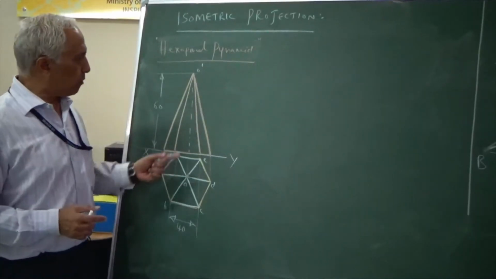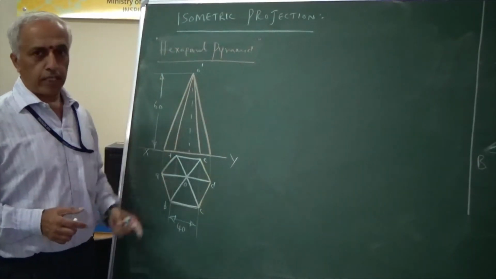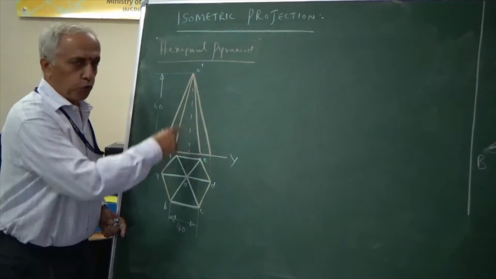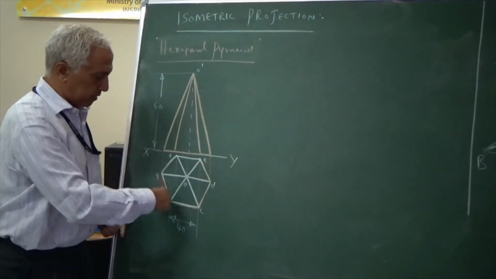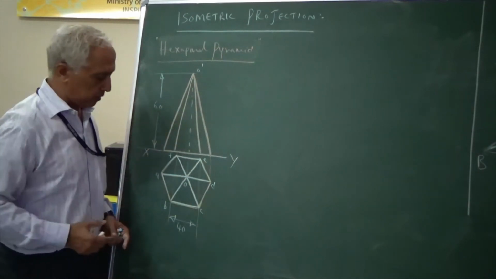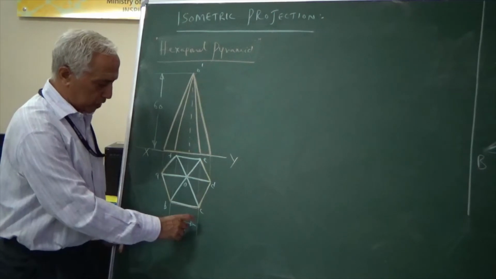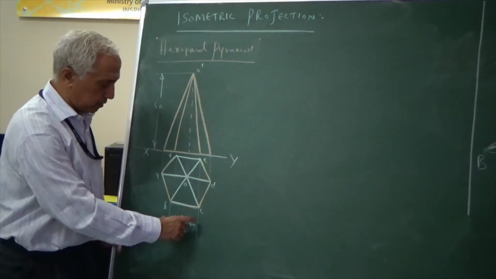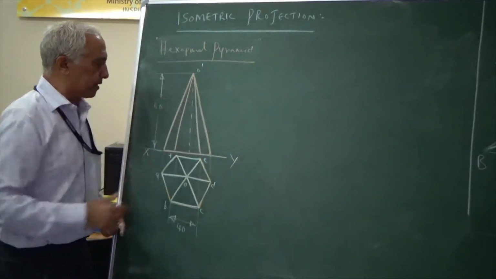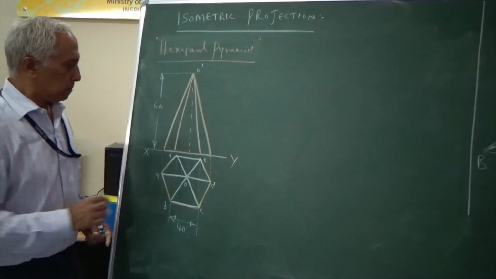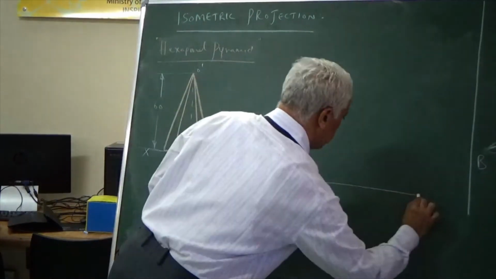To draw the isometric projection of a hexagonal pyramid, I have drawn two views, the top view of a hexagon and the front view of a hexagon, given 40 mm square as the base of the hexagon and the axis height is 60 mm. Draw a reference line, a horizontal line.